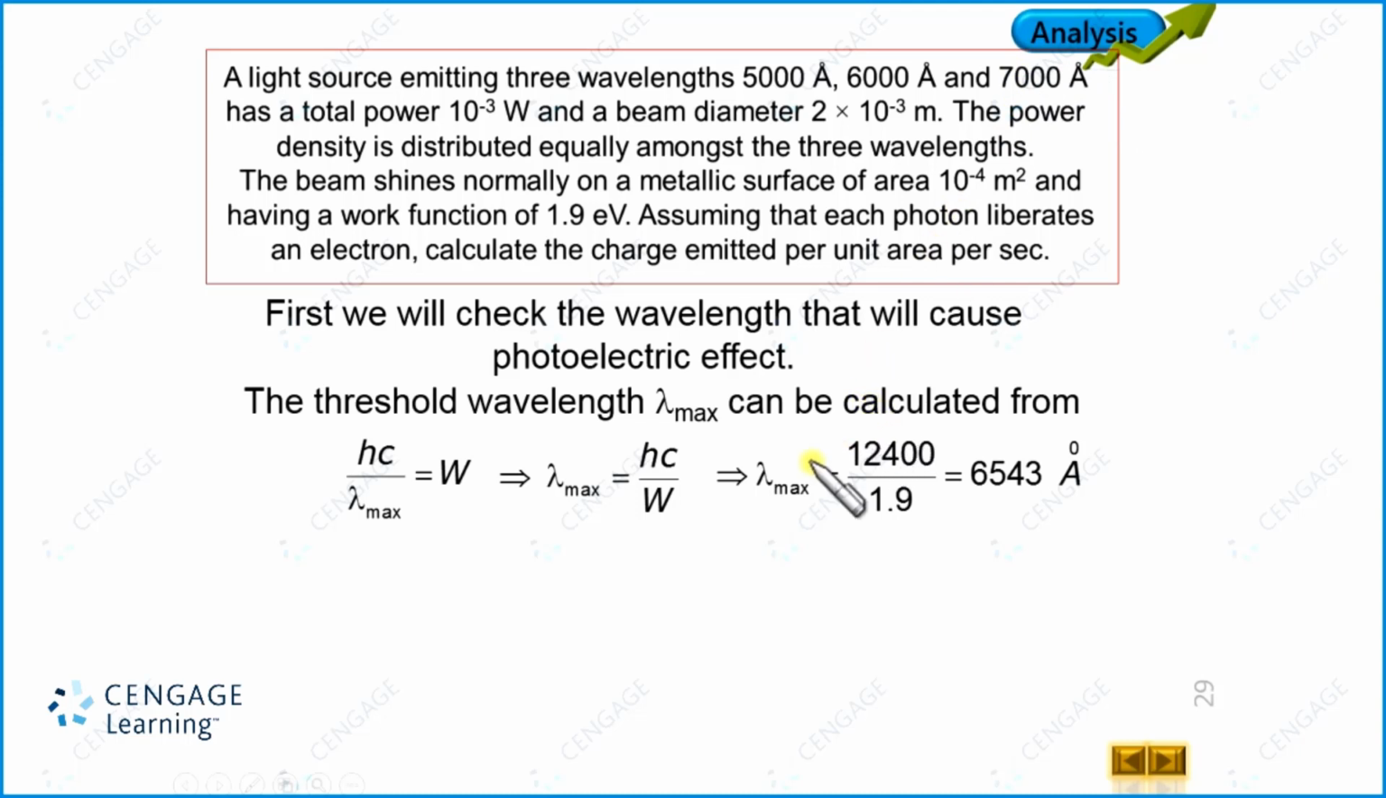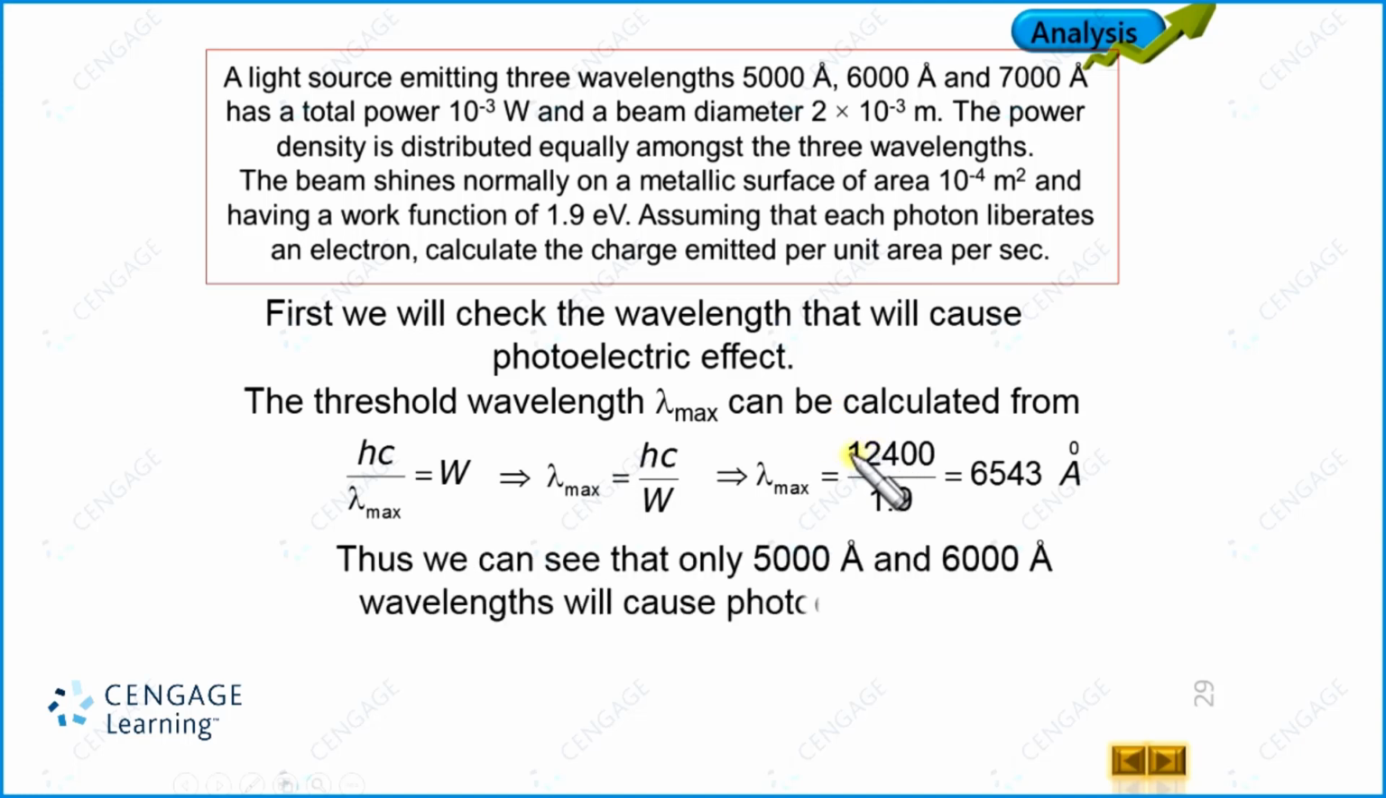So we can say the wavelengths 5000 and 6000 will cause the photoelectric effect. Now we completed the first task of the question. Now we are given the beam diameter. Beam diameter is 2 × 10^-3 meter. Beam radius will be equal to 1 × 10^-3 meter.